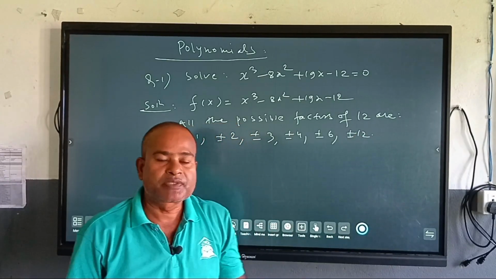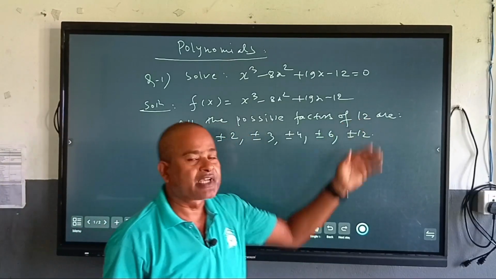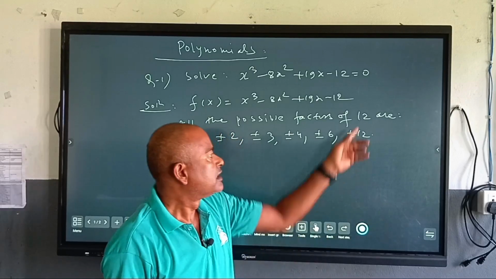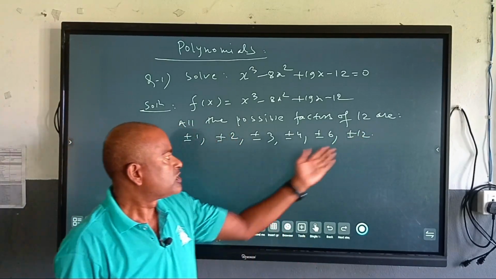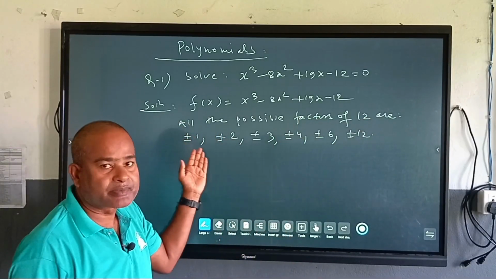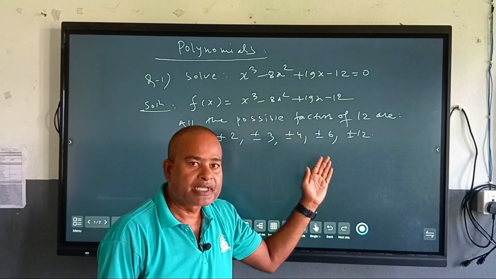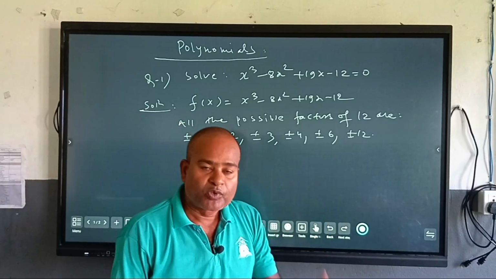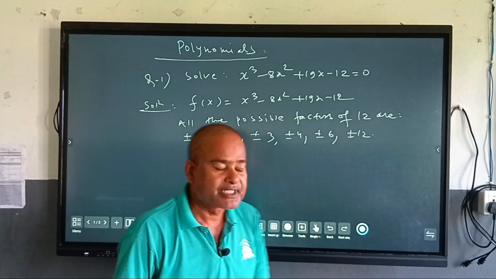Dear students, possible factors of 12 means the numbers which divide 12 exactly. The numbers which divide the constant term 12 exactly are called the possible factors of 12. So here the possible factors of 12 are plus minus 1, plus minus 2, plus minus 3, plus minus 4, plus minus 6, and plus minus 12. All these possible factors divide the constant term 12 exactly.